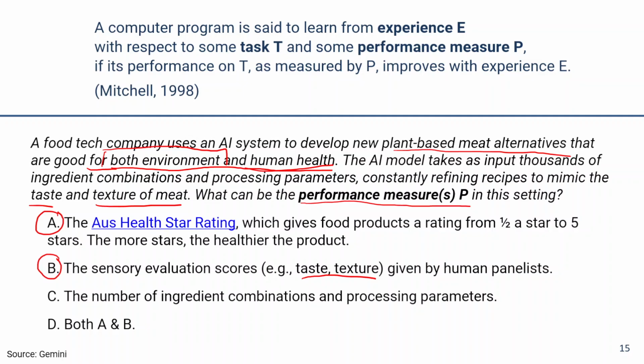But if we just want this one, we don't care for the health, we just want it to be very tasty, then maybe only B will be the performance measure, right? On the other side, if we are making food for some patients who want to recover from some disease, then we don't care for the taste, we only care for the health. Then A will be the only performance measure. Okay, so it depends on your requirement.